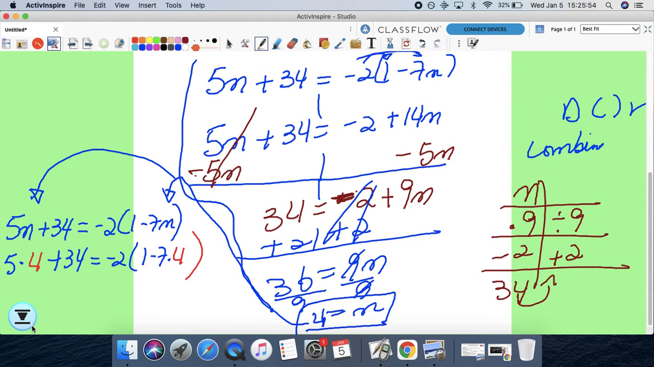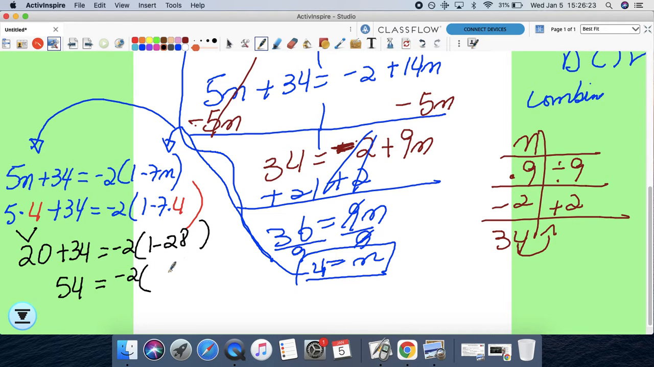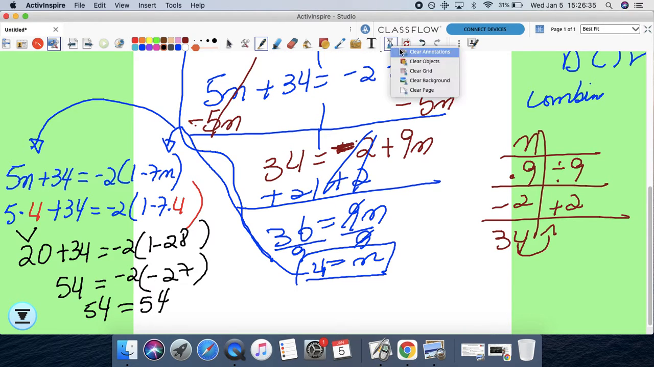All right? So 5 times 4 is 20 plus 34. 24 plus 34 is 54. On the other side, you have negative 2, and then inside the parentheses, 1 minus 7 times 4 is 28. So again, negative 2. 1 minus 28 is negative 27. Negative times a negative is a positive, and 2 times 27 is 54, which you can tell is equal to the 54 on the right side.